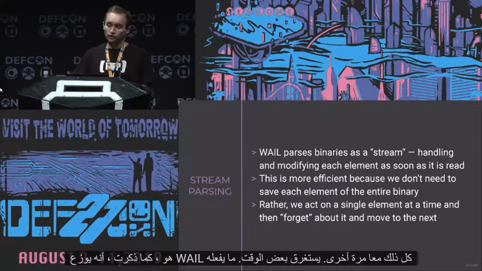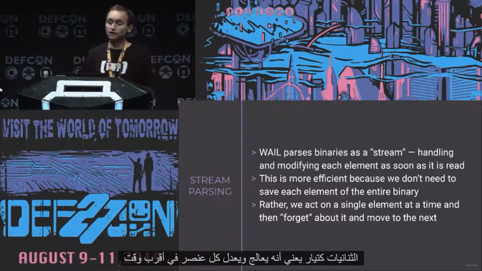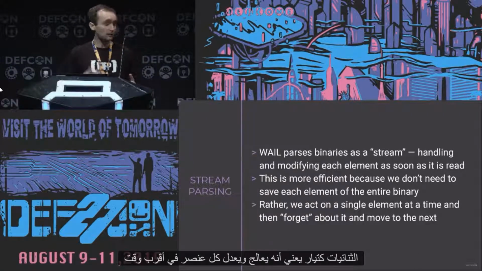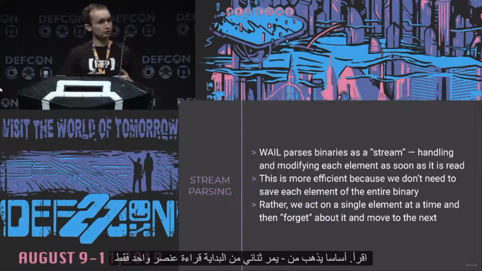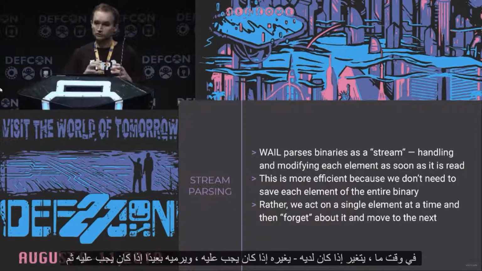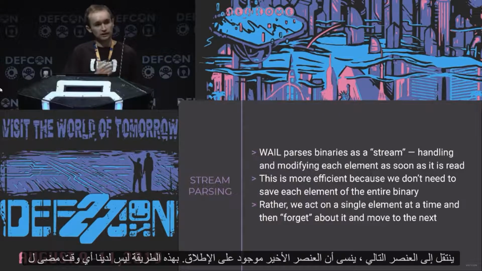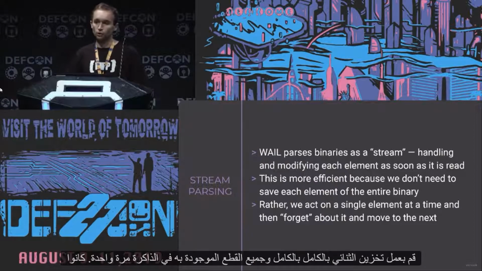So what WAIL does is, as I mentioned, it parses binaries as a stream, meaning it handles and modifies every single element as soon as it's read. Basically, it goes through the binary from the start, reading only one element at a time, changes it if it has to, throws it away if it has to, and then moves on to the next one, forgetting that the last element ever existed. This way we don't ever have to do the work of storing the entire binary and all its pieces in memory at once.